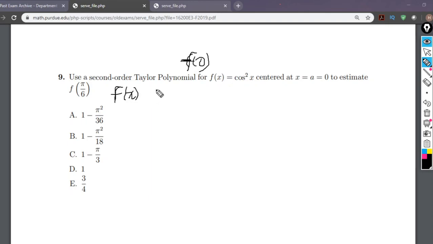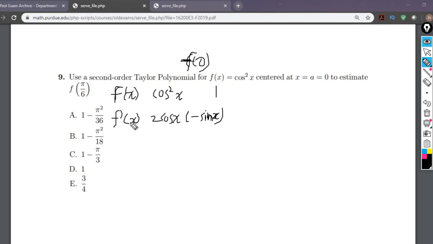So the function is cosine squared x. When you plug 0 into x, cosine 0 is 1, 1 squared is 1. Then we take the derivative. First it's 2 cosine x, and then you chain rule, take the derivative. The derivative of cosine is negative sine. I'm sorry.